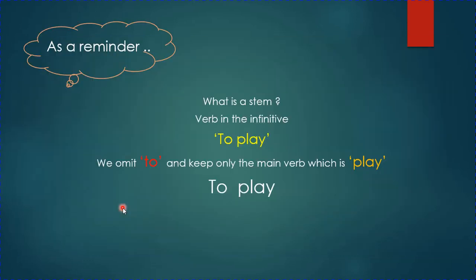Okay. As a reminder, what is a stem? To play, the verb in the infinitive. We omit to and keep only the main verb, which is play. So for example, to play, we omit to, and what remains is the main form of the verb, which is play.